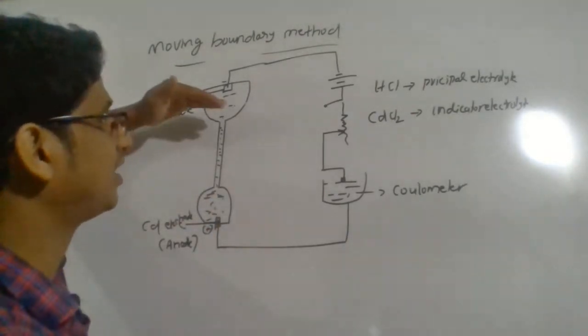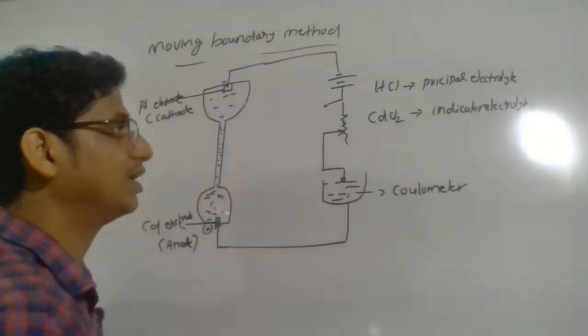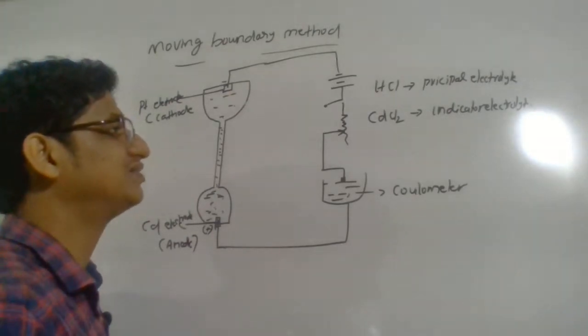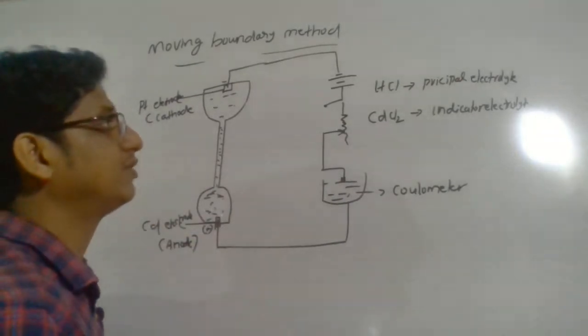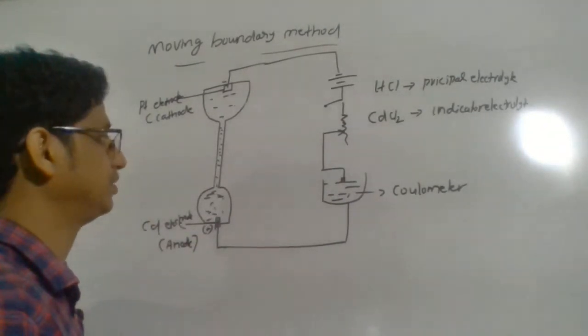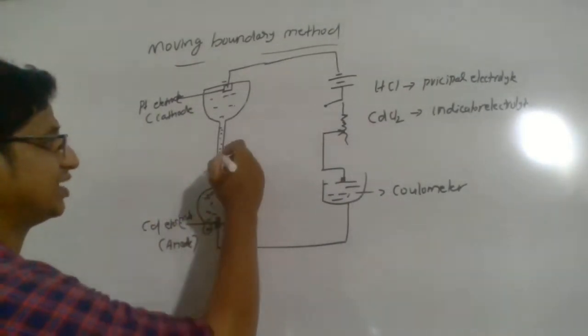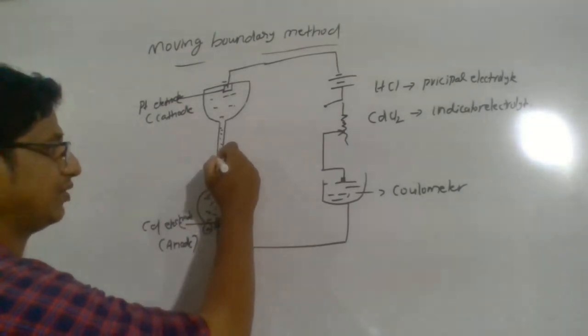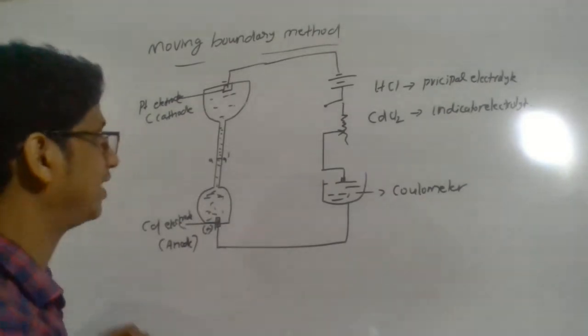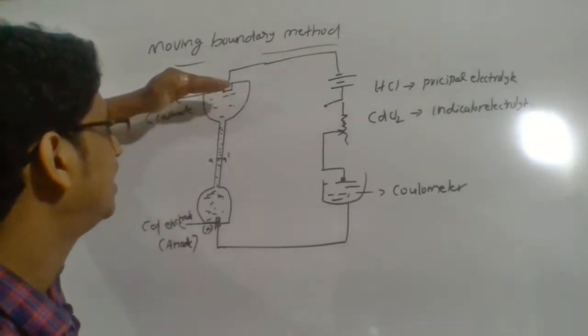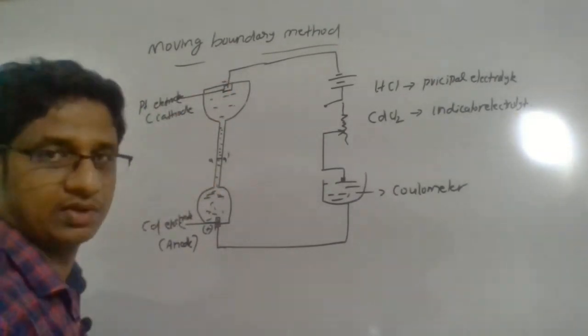So the upper solution is HCl and the lower solution is cadmium chloride. Now let us discuss how we determine the transport number of H+ ion using the moving boundary method. Imagine two solutions are separated by a boundary, let it be AA dash, which separates the two solutions. This portion is HCl, this portion is cadmium chloride.